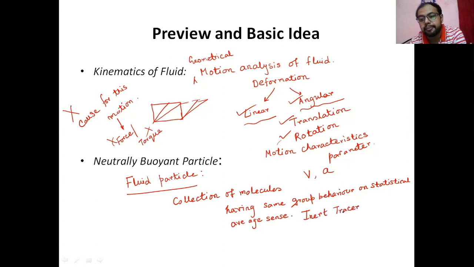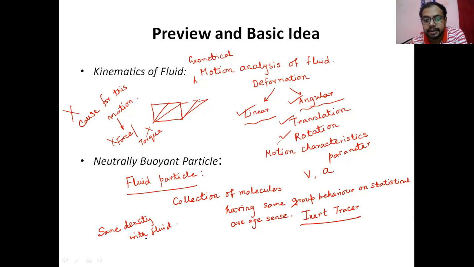For tracing purposes, if you inject some dye inside the fluid, how will it behave? The fluid particle behaves in a similar way. And it is inert, so it has the same density as the fluid. The most important property of this particle is that it has the same density as the fluid.